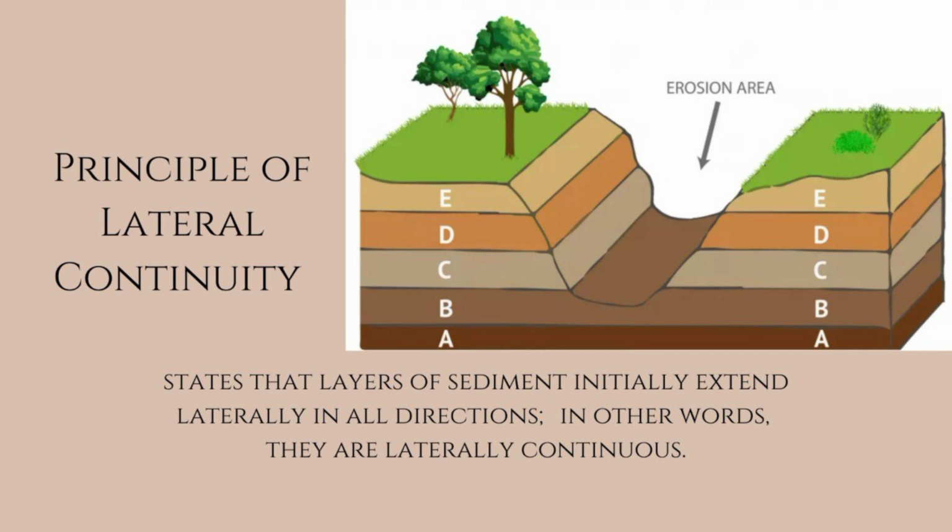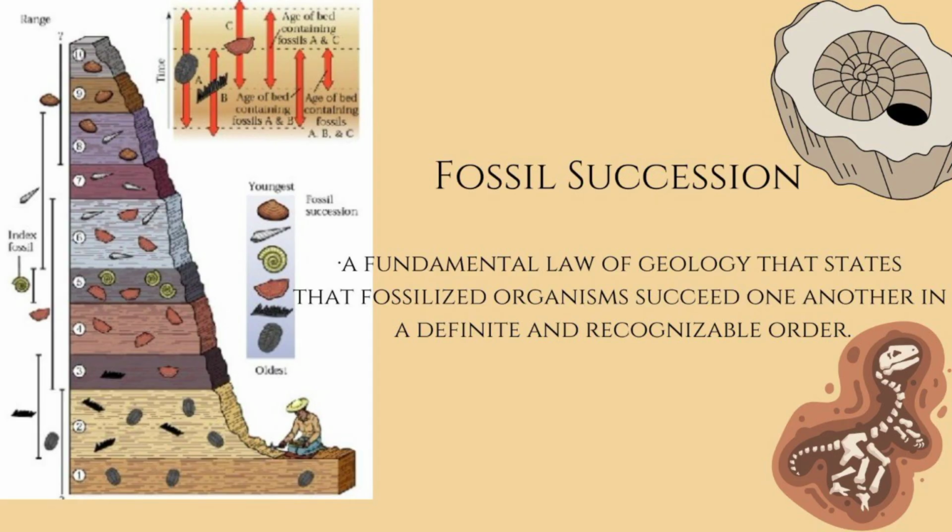As a result, rocks that are otherwise similar but are now separated by a valley or other erosional feature can be assumed to be originally continuous. The principle of lateral continuity allows geologists to correlate rock layers across different regions. If similar rock layers are found in different locations, it suggests that those areas were once part of the same depositional environment. Next method is fossil succession.